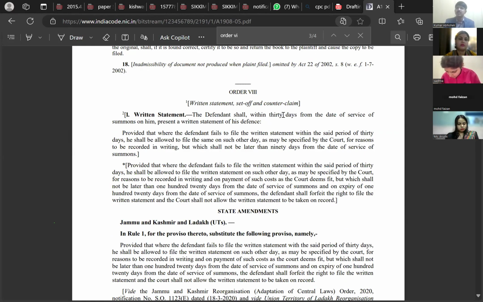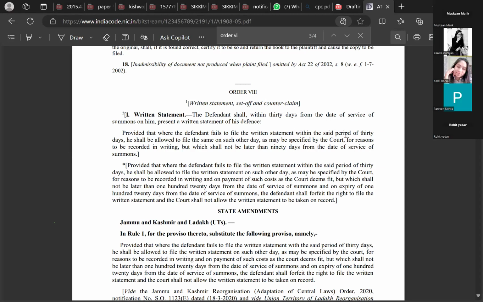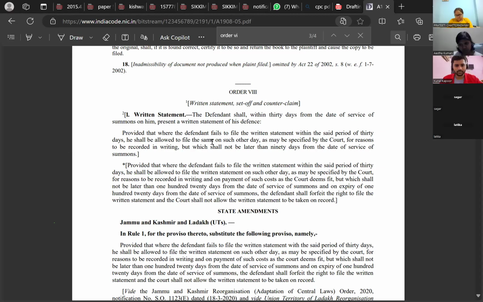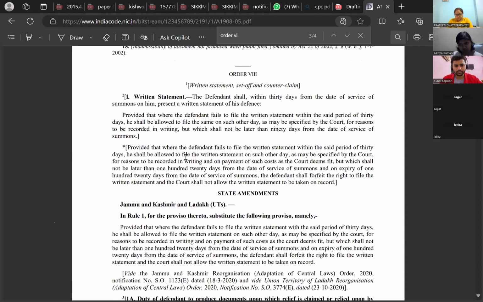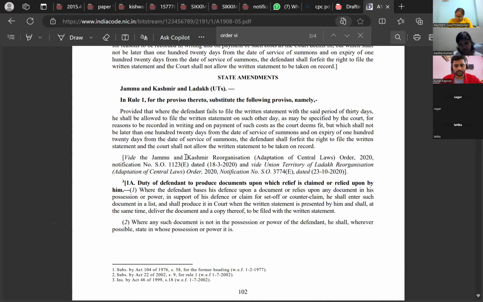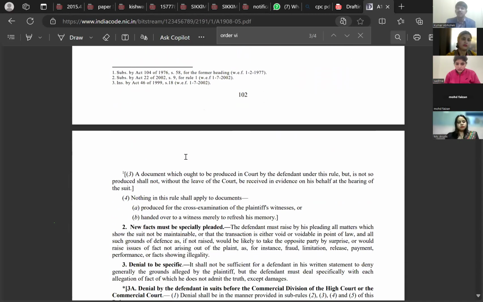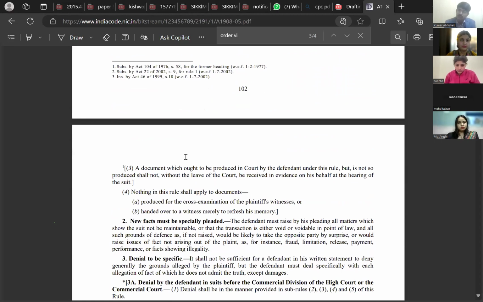The defendant shall, within 30 days from the date of service of summons on him, present a written statement in his defense, provided that where the defendant fails to file a written statement within the said period of 30 days, this is about limitation. But the defendant essentially has to file a written statement wherein he will be responding to the contents of the plaint, and the rebuttals or denials that the person gives have to be specific.